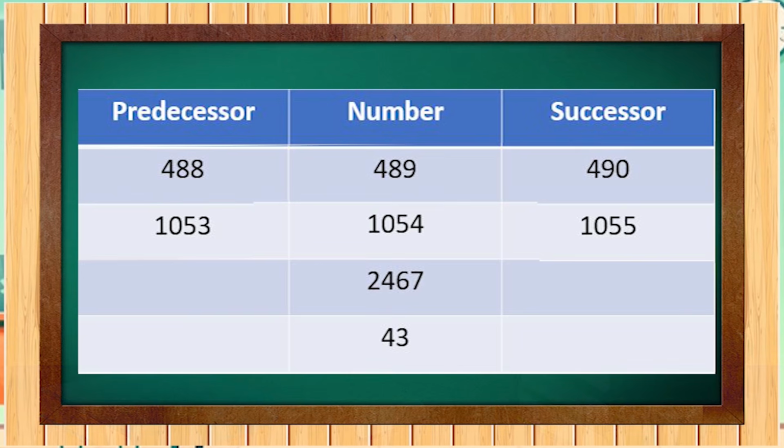1053, 1054, 1055. Our next number, 2467. The predecessor of that number will be 2466. The successor will be 2468. And the last one for you to try, 43. The predecessor will be 42, and the successor will be 44.